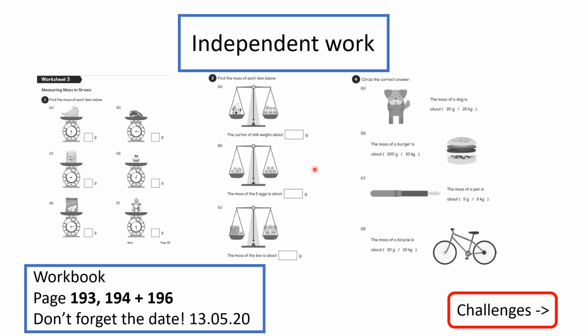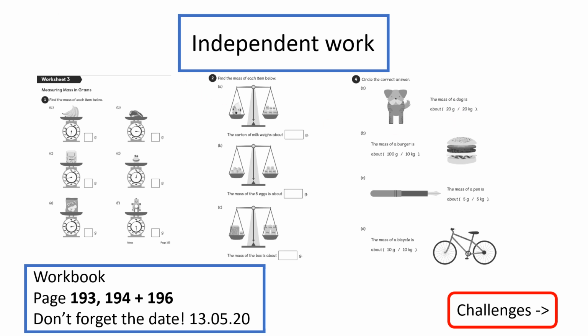The second page, you've got balance scales to read and you're finding the mass of each object again. So remember to find the mass of the weight on this side to know what the mass of the object on the other side is. And then the last page, you need to circle the correct answer for each object. So for example, the first one, you've got a picture of a dog and it says the mass of a dog is about 20 grams or 20 kilograms. And you're going to choose which one you think is the right answer and put a circle around it.